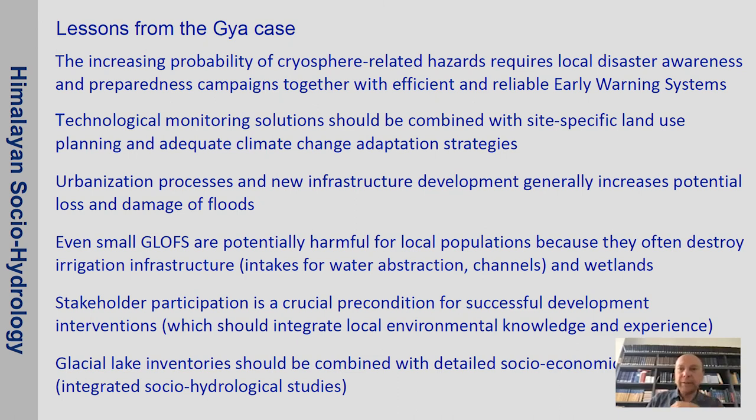And as the case of Gyar also showed, although there were no human victims, these small GLOFs can also be potentially harmful for the local population, because they all too often destroy the irrigation infrastructure, the intakes for water abstraction or the water channels, and they also destroy the wetlands in the upper parts, and these wetlands are important for water storage to bridge dry periods.